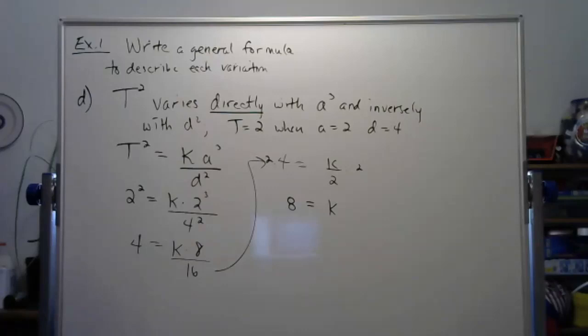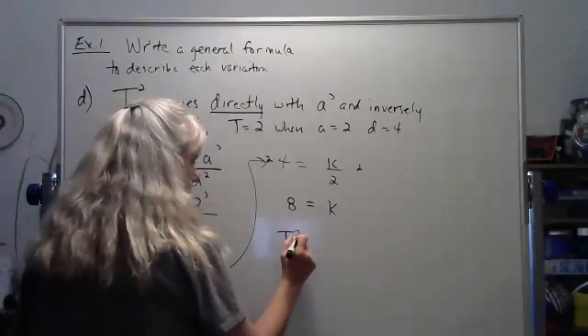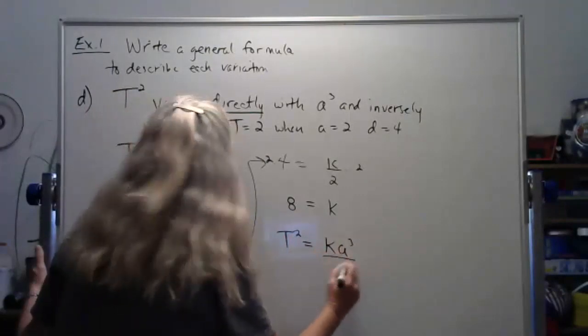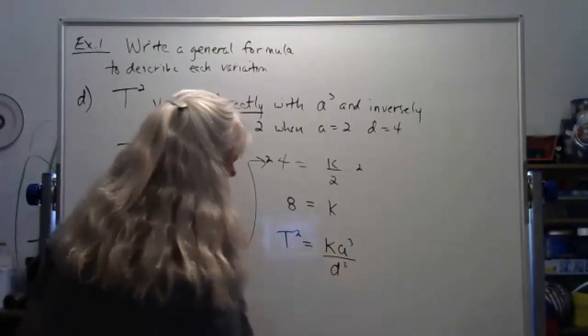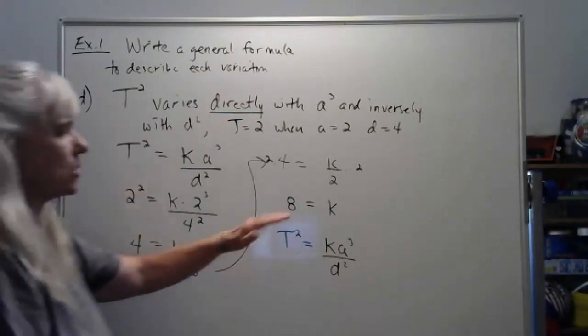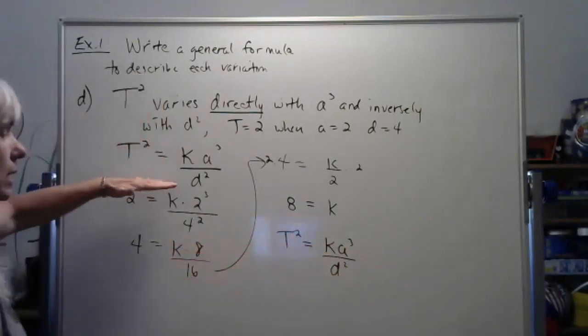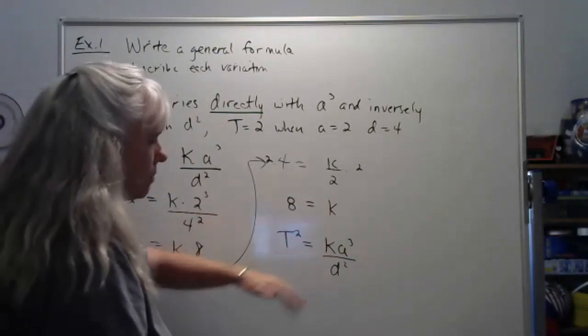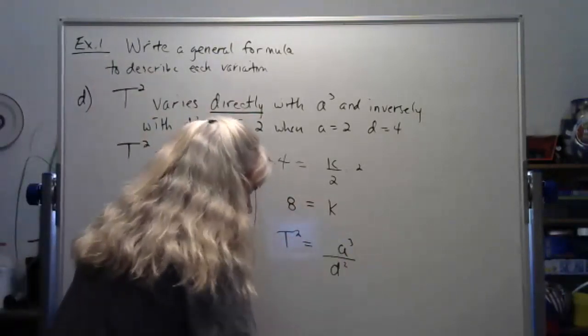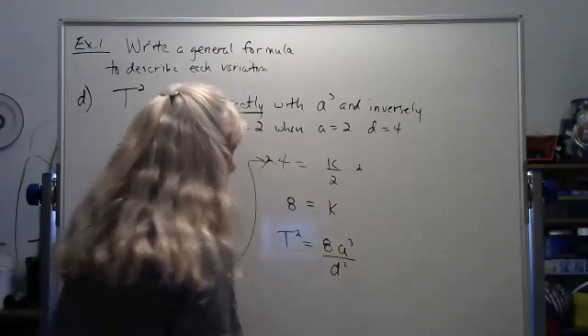Just double checking my arithmetic, looks good. So then our equation of variation is going to be T squared is equal to 8 A cubed over D squared. So your homework will start off with you doing some of these basic ones where all you're doing is finding a value for K. Well, you're writing an equation, finding a value for K, and then plugging it back in. There's our 8. So, sorry about that.